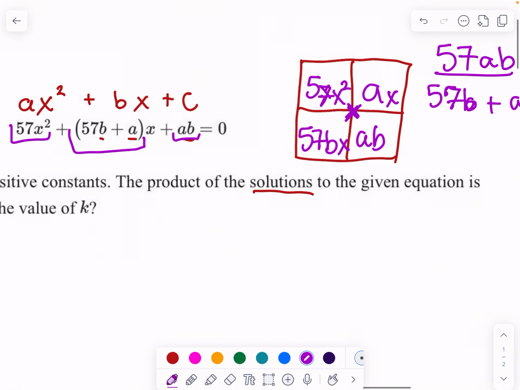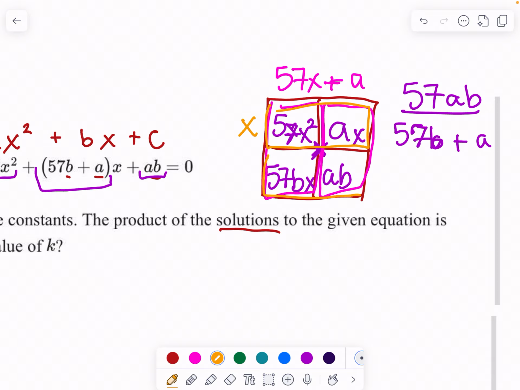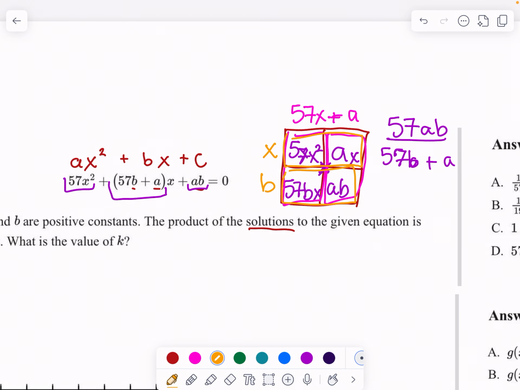And then we look in each of the columns and rows to factor out what's in common. Well, in this column right here, I can see they have a 57 and an x in common. The next column over, they both only have an a in common. And then going the other way, this row right here, 57x squared and ax, only have an x in common, and then these two down here only have a b in common. So my 2 factors are 57x plus a and x plus b. Those are my 2 factors that we could get from here.